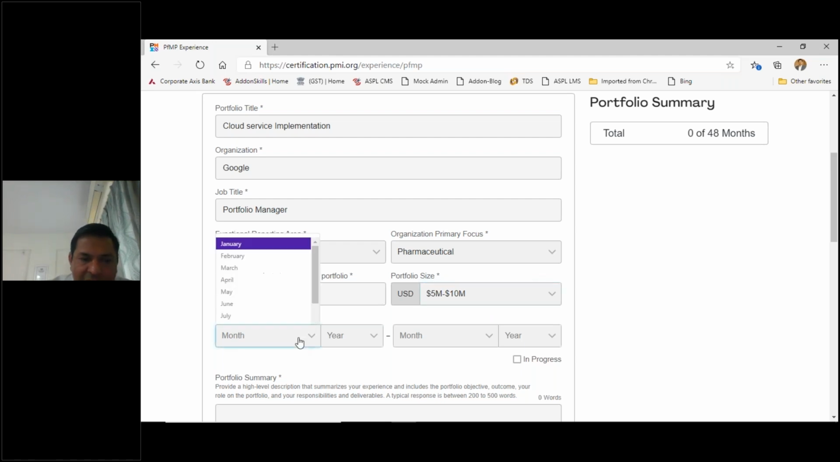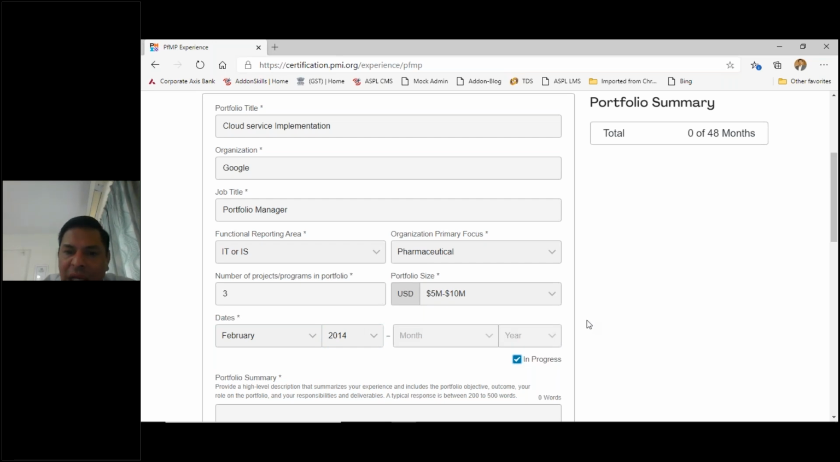Now this is the start date of the portfolio. Let's say it starts from February 2014, and you can say it is still in progress, because a portfolio is continuous. A portfolio life cycle does not have any closure date. Just like a project and program life cycle has a closure phase, a portfolio is an ongoing initiative in an organization, which we will discuss more in the training. In that portfolio life cycle, you will see there is an initiation phase, planning phase, execution phase, optimization phase, and operations phase, but there is no predefined closure phase.